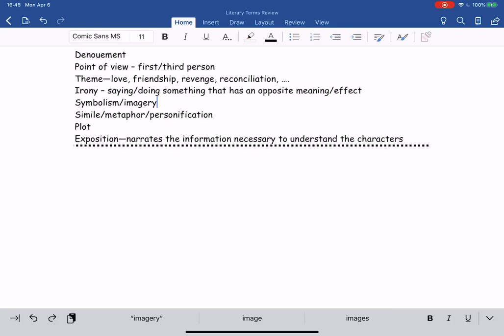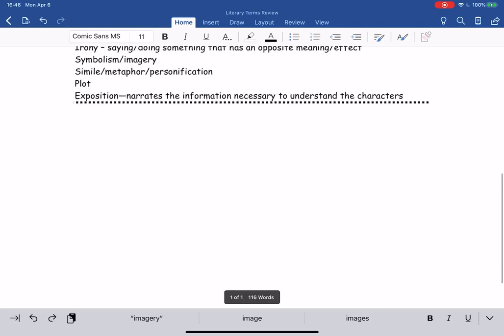The author is using descriptions that are so vivid that we can actually see what the author is describing in our minds. And sometimes the author uses similes, metaphors, and personifications to symbolize things or to paint imagery for the reader. A simile and a metaphor are both making a comparison. Two things are being compared. With a simile, you use the words like or as. With a metaphor, you don't.